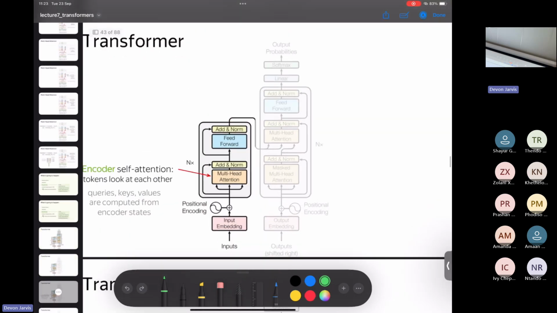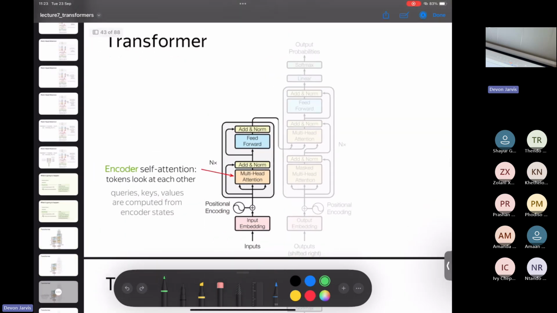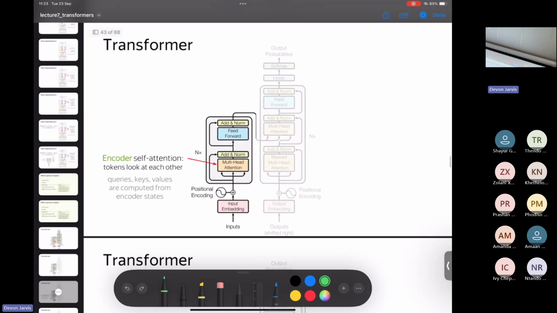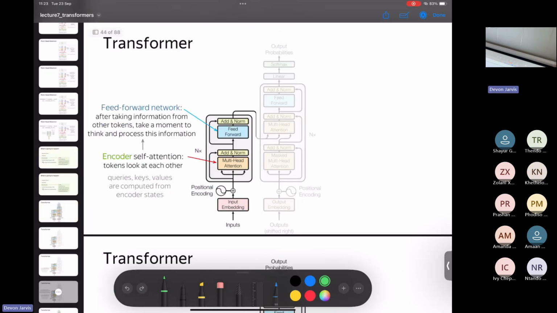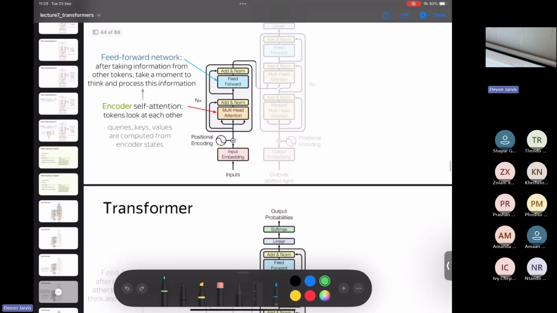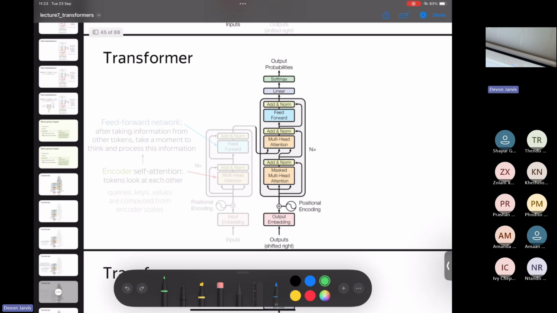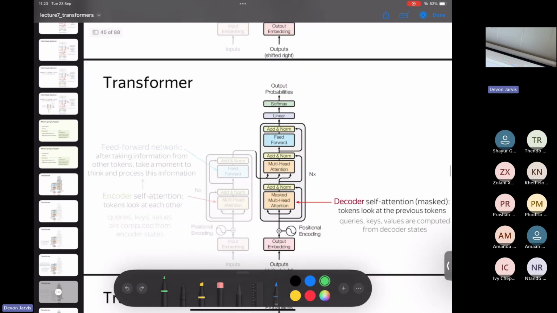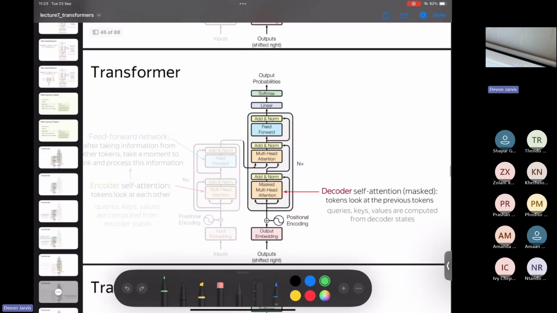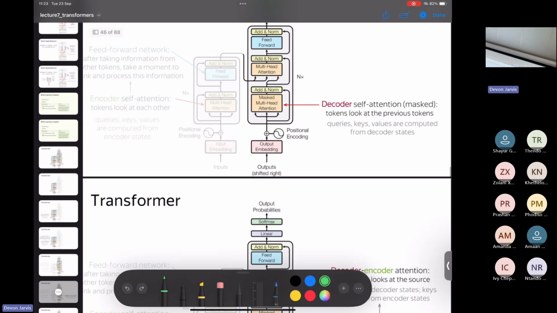So let's zoom in on the different pieces. Now we've done the big high-level view. Looking at the encoder, that's self-attention, so the tokens look at each other. You get the queries, and the keys and values are computed for each encoder state. Then you do the feed-forward neural network. So after taking information from other tokens, take a moment to think and process this information. On the decoder side, again, you're doing your masked self-attention so that you don't look into the future.